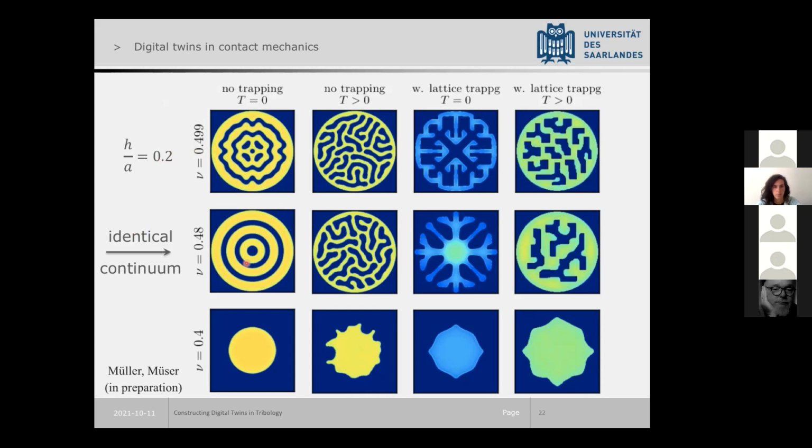Basically what you would see here to the left is when we do a very fine discretization and we have no lattice trapping. Lattice trapping is when the instabilities jump into and out of contact at individual grid points. And we sometimes see basically the spherical symmetry of the problem. Here, this is for a Poisson ratio of 0.48. So we're not yet really ideally incompressible.